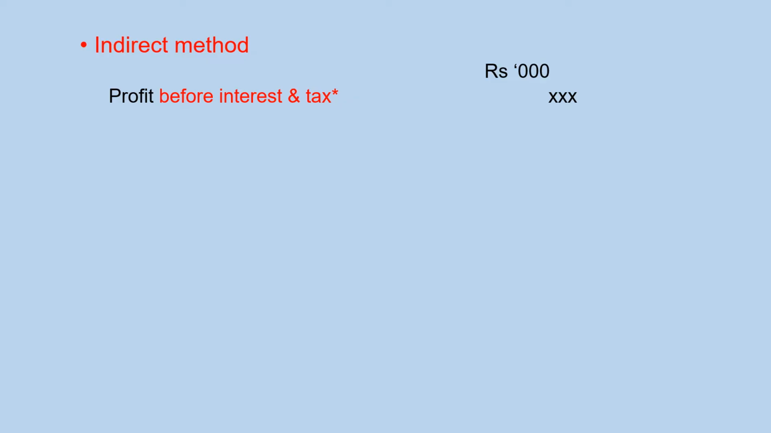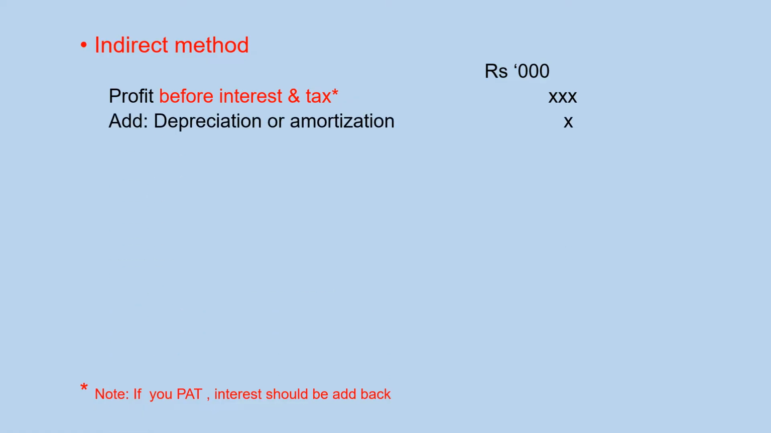Since we are starting from the profit before interest and tax, we have to add back the depreciation or the amortization. This is a non-cash item. Since the accounting profit is reduced by the non-cash items, they must be added back to the accounting profit to calculate the cash flow. Then we have to add back the losses or deduct the profit on sale of non-current assets.